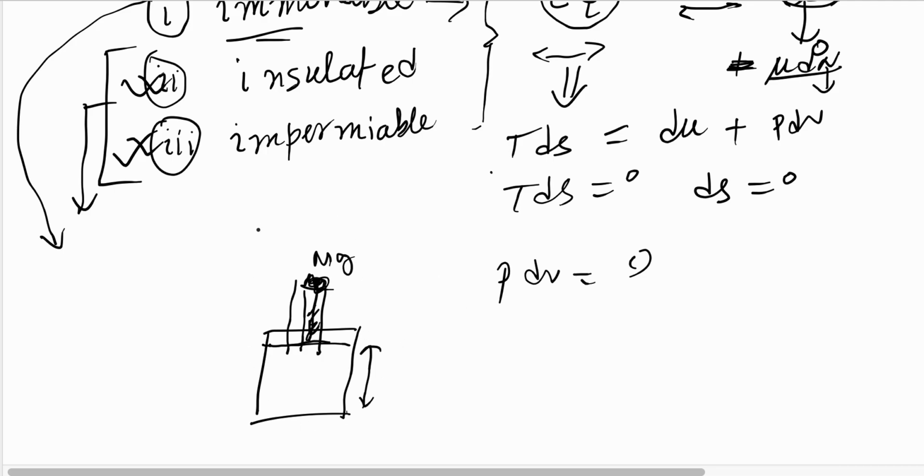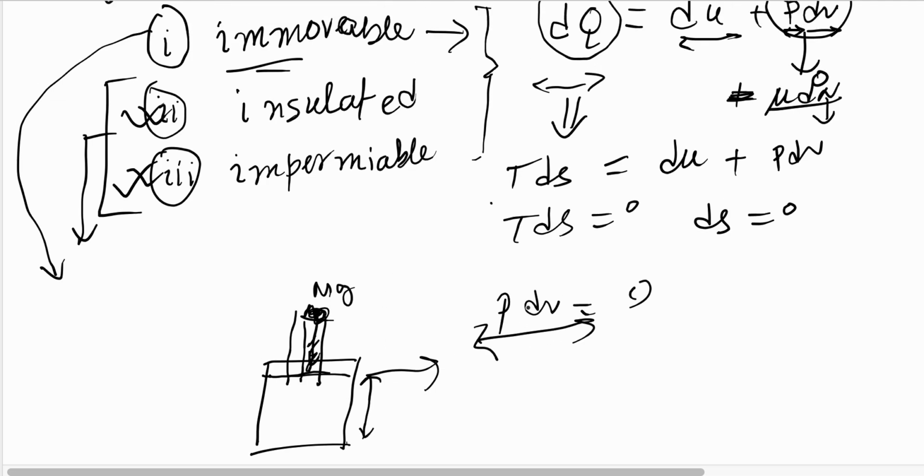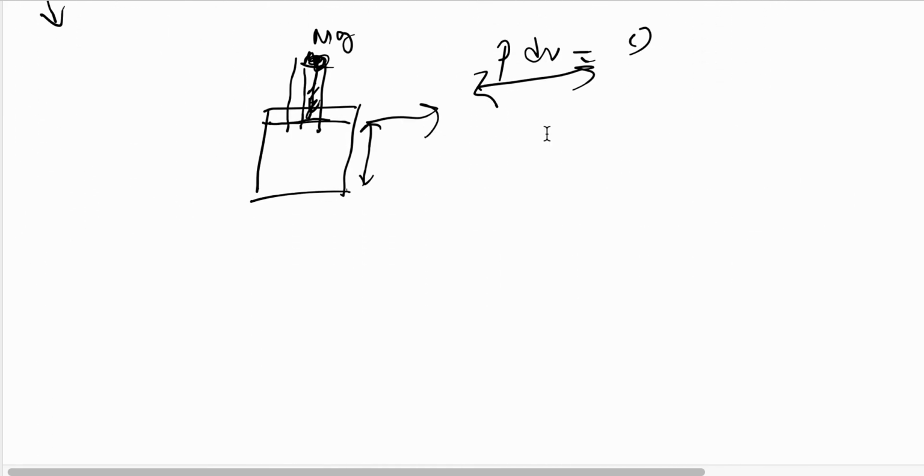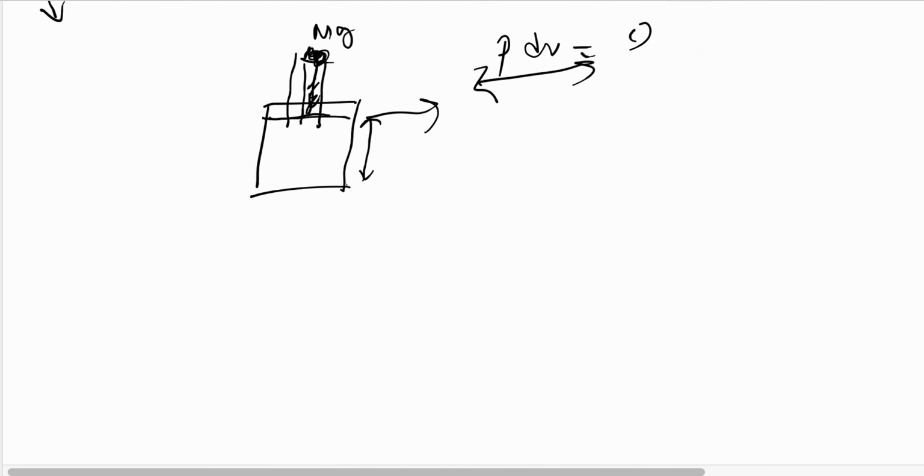Now if the system can go towards equilibrium, it will reach the equilibrium position by changing its volume, and in this process the entropy will increase. For a thermodynamically isolated system, the entropy will always increase and at the end of the day becomes maximum. This means this gas will expand toward a volume where its entropy is maximized.